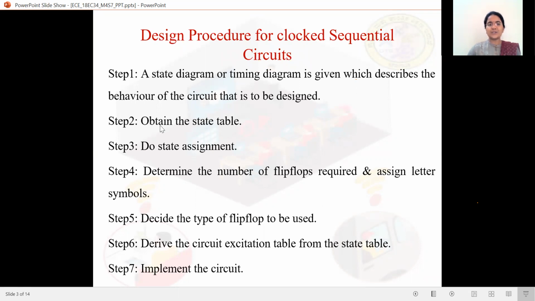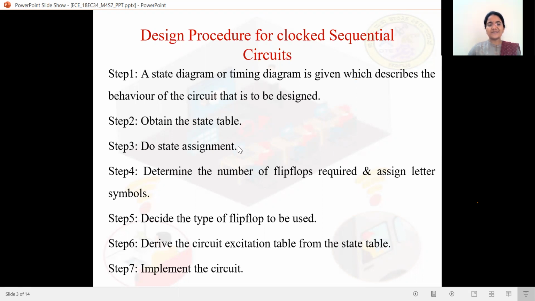And second step is to obtain the state table. State table consists of the present state and next states with the respective input and outputs. Third step is we have to perform the assignment of the states. We have to do the state assignment. And the fourth step is to determine the number of flip-flops required and assign letter symbols to the flip-flops.